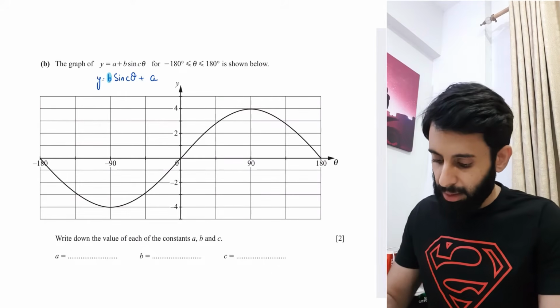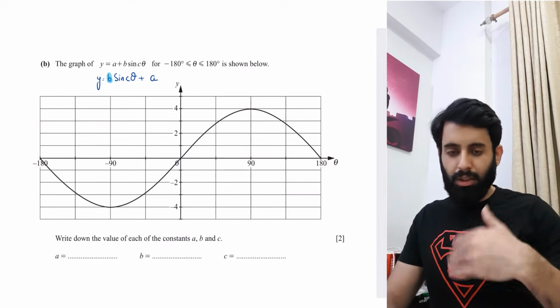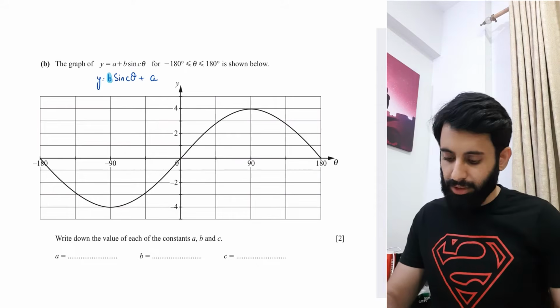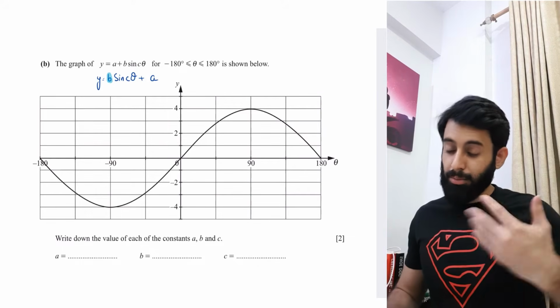So b, remember, is the amplitude. All right, c will be how far up or how far below the curve has shifted, and c is basically equal to b, right?